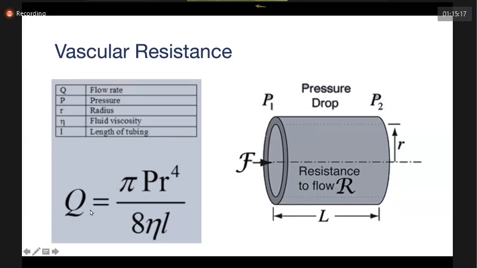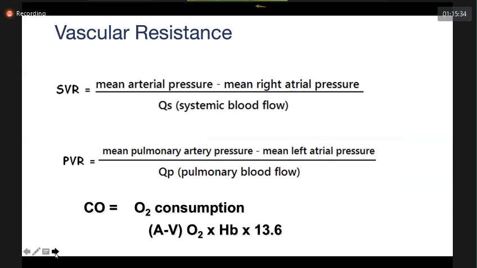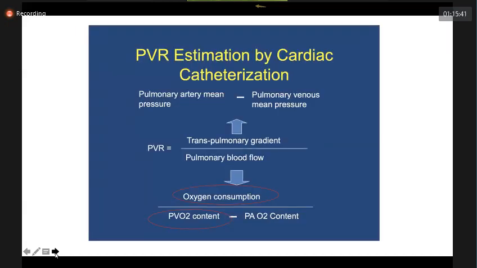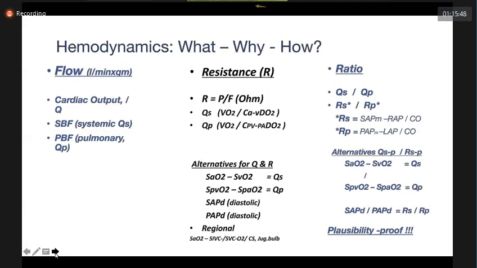So to derive the vascular resistance, you have a formula here: flow, either QP or QS, equals pi into pressure to the 4 by 8 times fluid viscosity and length of the tubing. You don't need to do all these things, but you will calculate this pressure to pressure here. How you are going to calculate that we can discuss. Basically, you all should know what SVR, PVR and cardiac output are, and how you are going to derive them by calculations. So you have to read only that.